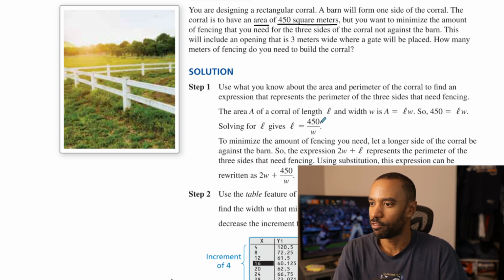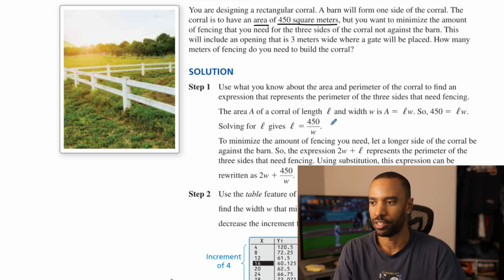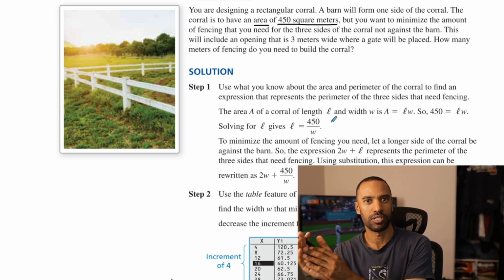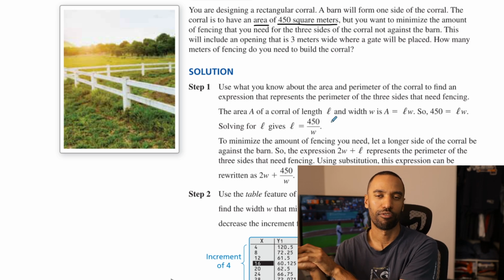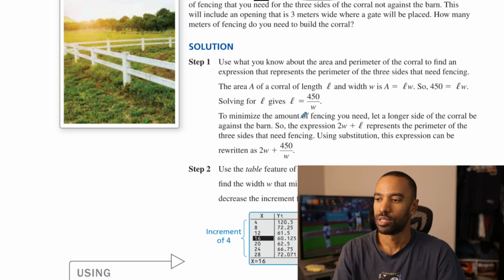And then they say solving for L gives you this. Now, the reason why they have you solve for L is to use L to be represented in your perimeter formula in a different way. Use it in terms of W.